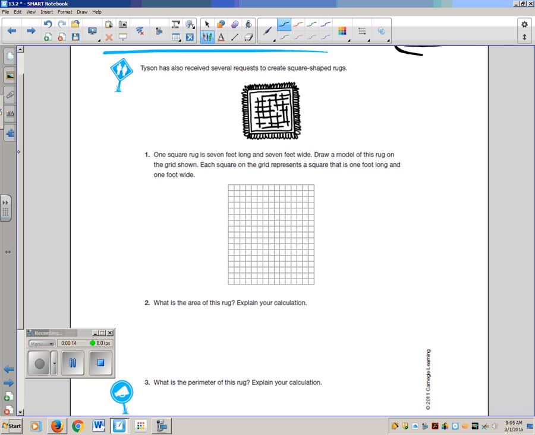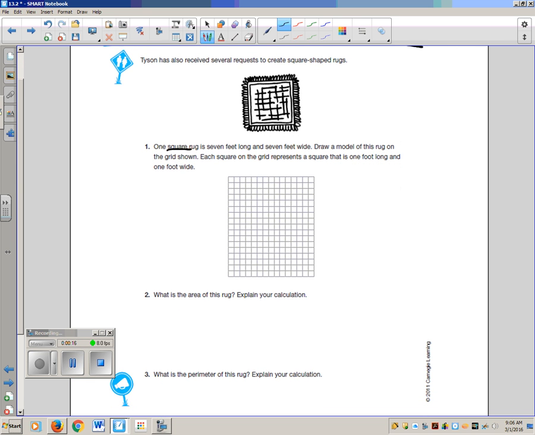One square rug. Square. We're going to be working with squares now. It's 7 feet long and 7 feet wide. Draw a model. 1, 2, 3, 4, 5, 6, 7. 1, 2, 3, 4, 5, 6, 7. Connect those up. This is a 7 by 7.